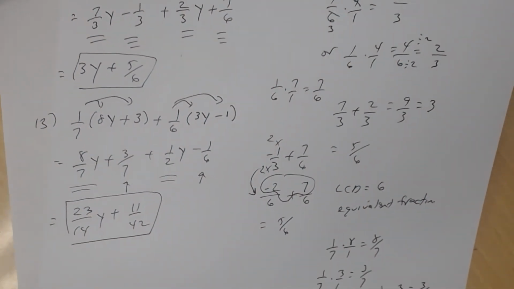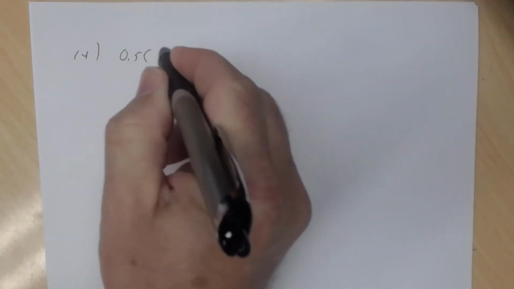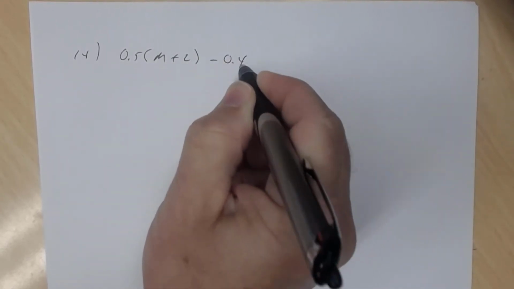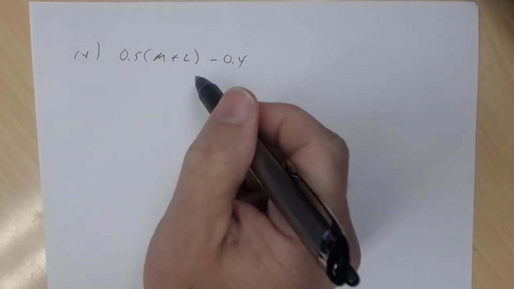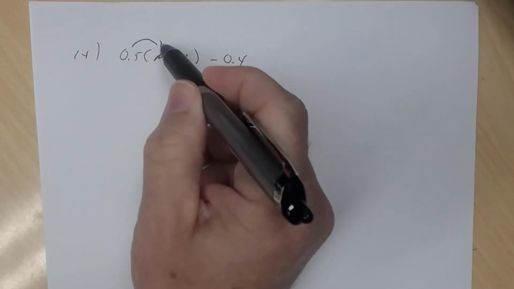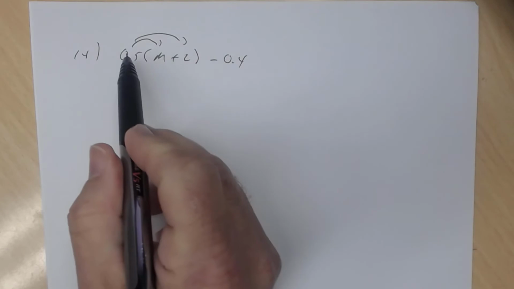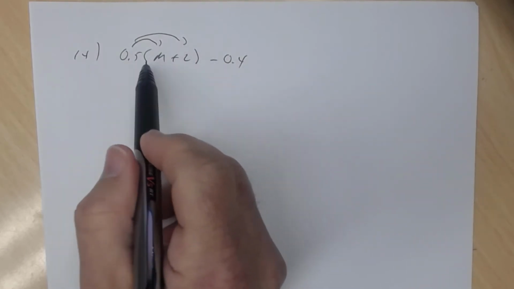All right, so that was 13. Let's look at 14. Okay, 14, suppose we had 0.5 times m plus 2 minus 0.4. So again, we're dealing with decimals here, so just distribute. Now remember, you don't distribute the 0.5 with the 0.4, because you're only multiplying 0.5 by what is inside the parentheses.